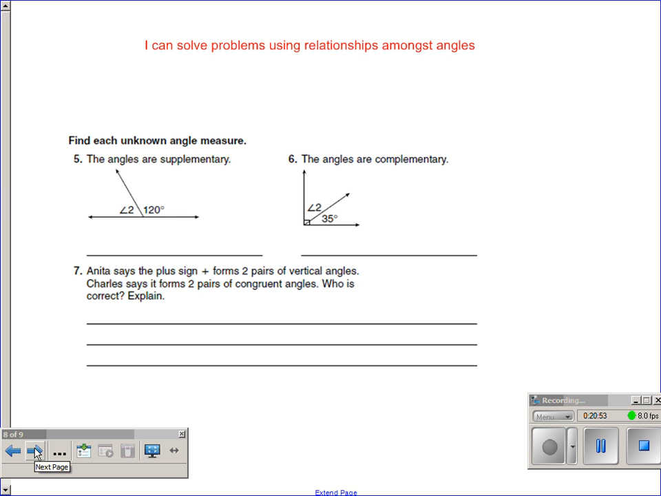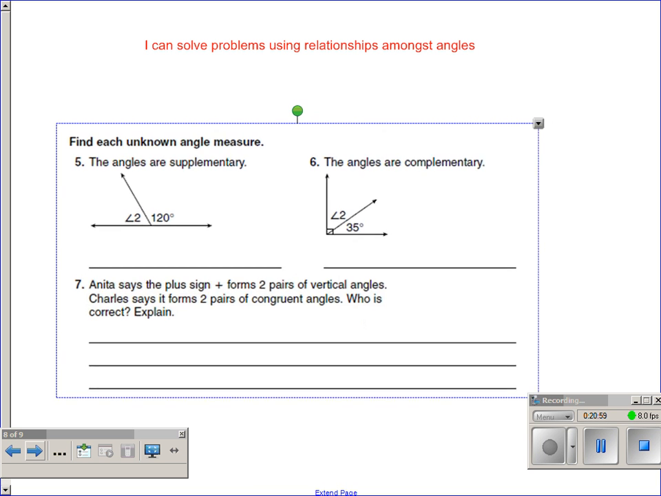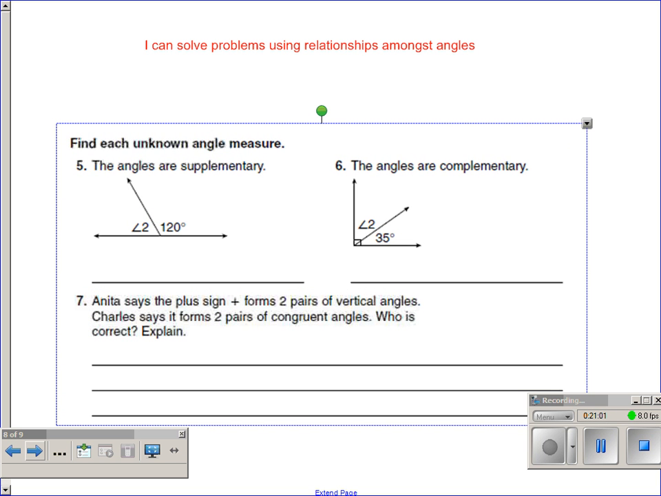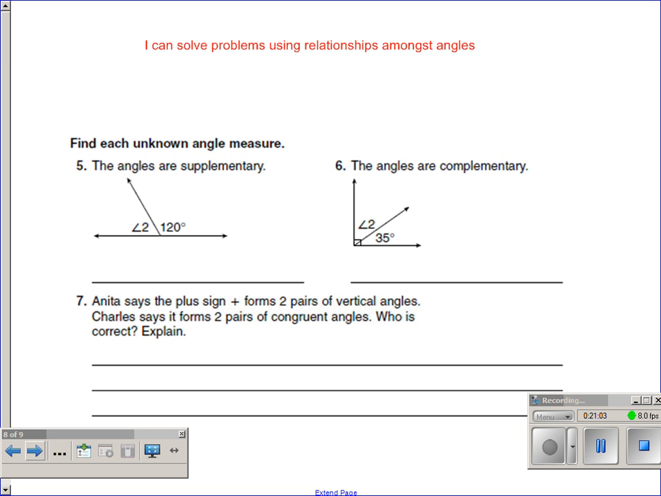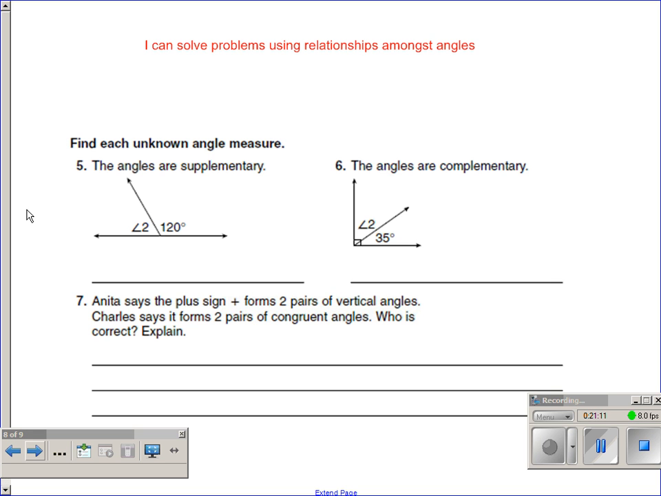Let's do 5, 6, and 7 on our own. Can you guys see that fine, or should I make it a little bit bigger? Is that better? What's the measure of angle 2 have to be? Why?